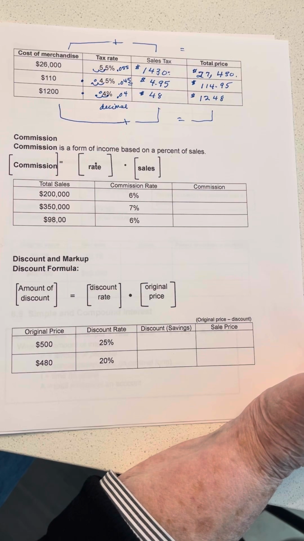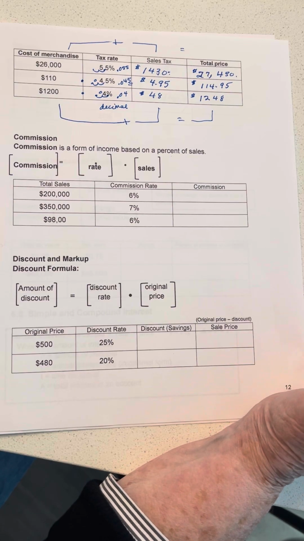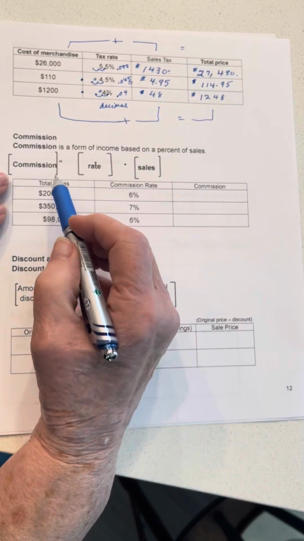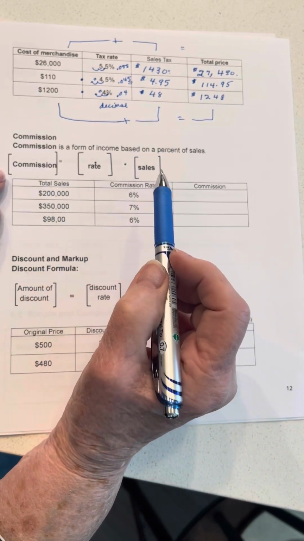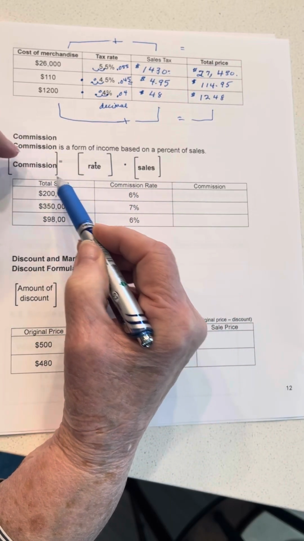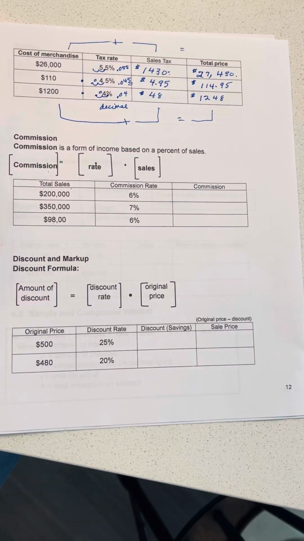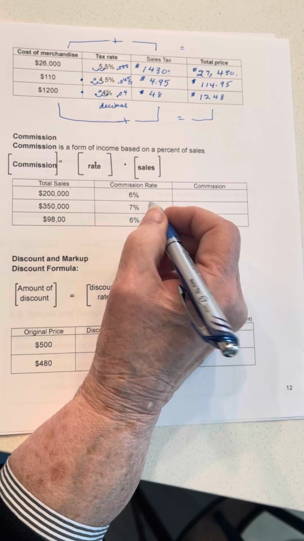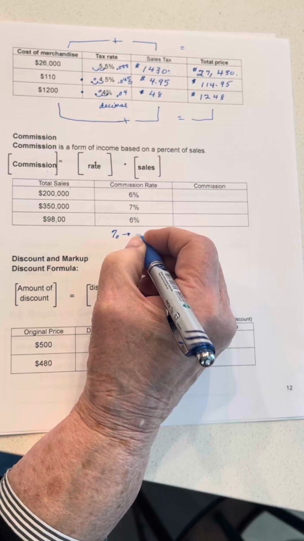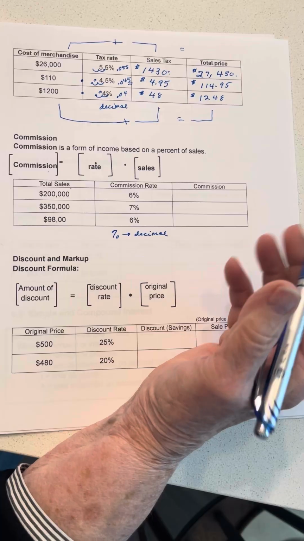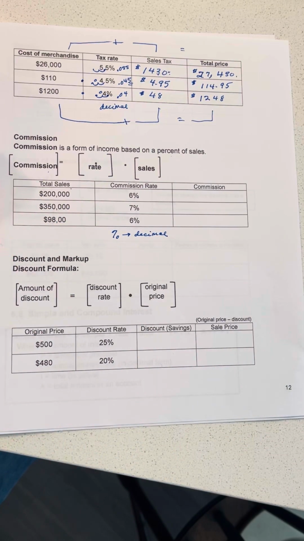And the reason that they pay you commission is to encourage you, of course. The more sales you make, the more money they make. So all we need to do is multiply the commission rate times the sales, and that will give us the commission. Again, the percent is going to be changed to a decimal when we put it in our calculator, and that will be the amount of commission.